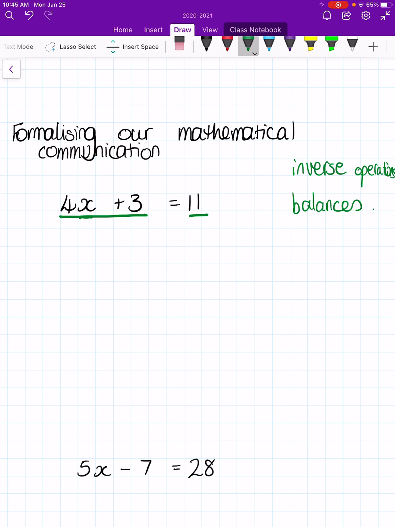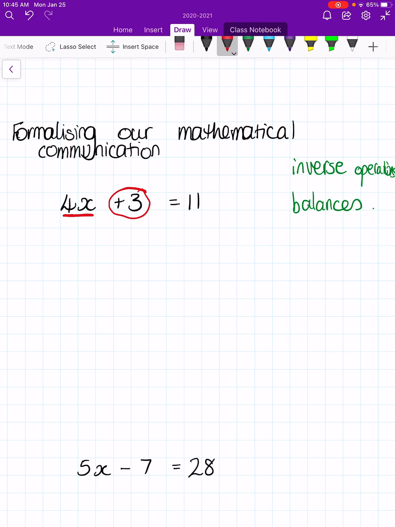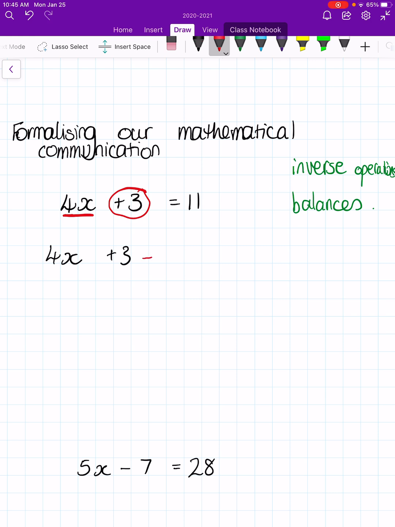Now, first of all, I want to isolate the term with the x in. I want to get this bit by itself, so I need to get rid of the 3. The next stage in my equation is to say, okay, well, 4x plus 3, but I want to get rid of the 3, so I'm going to take it away.